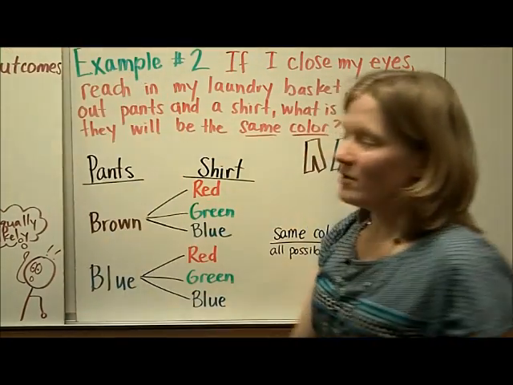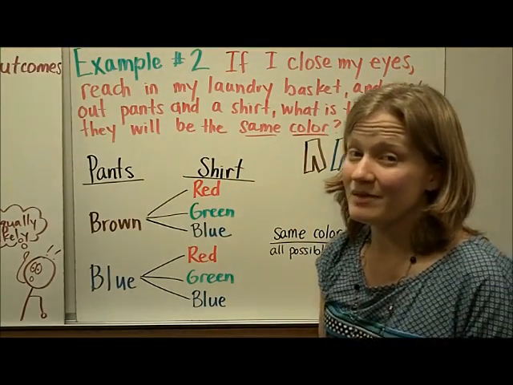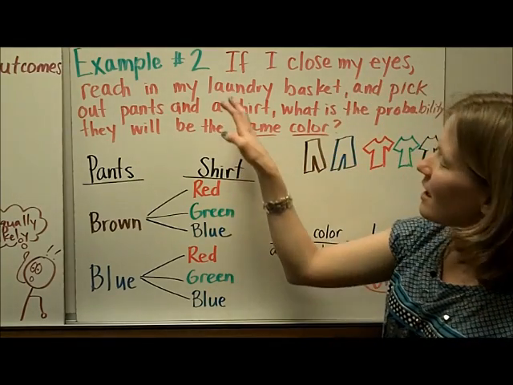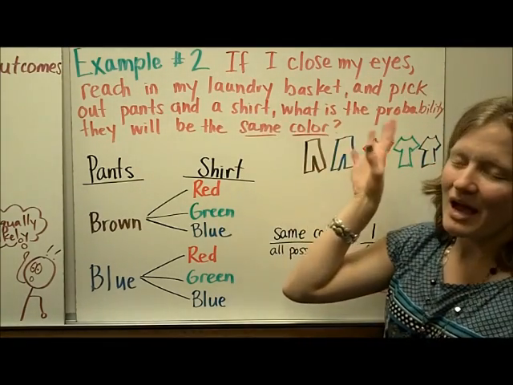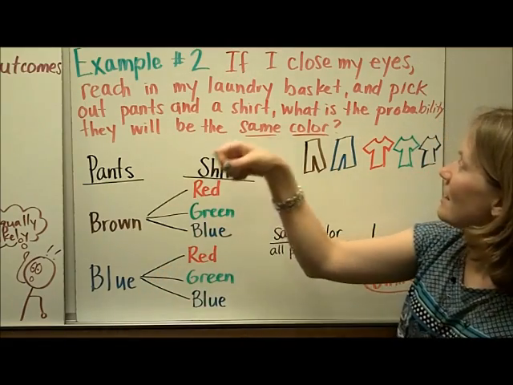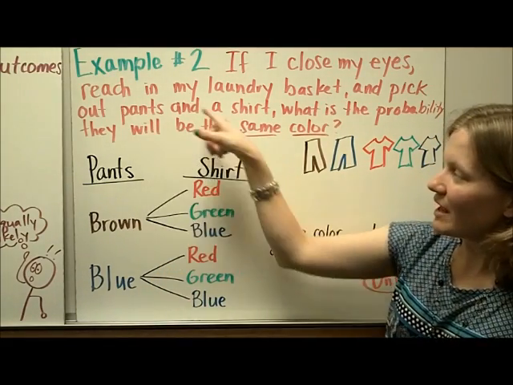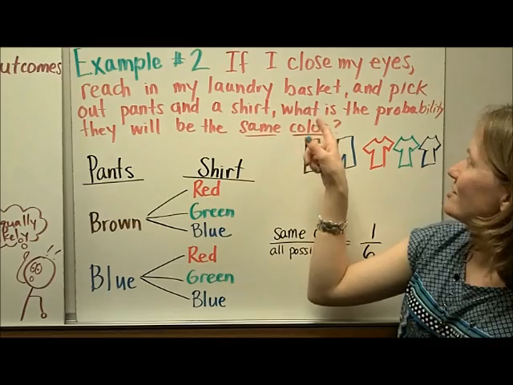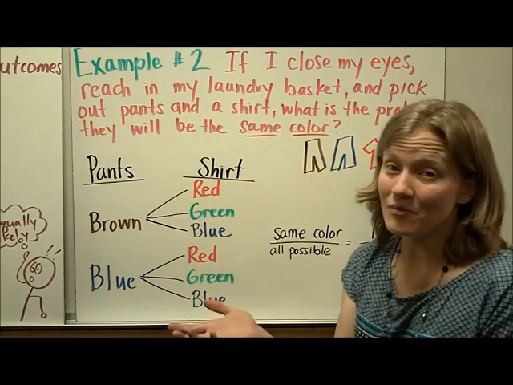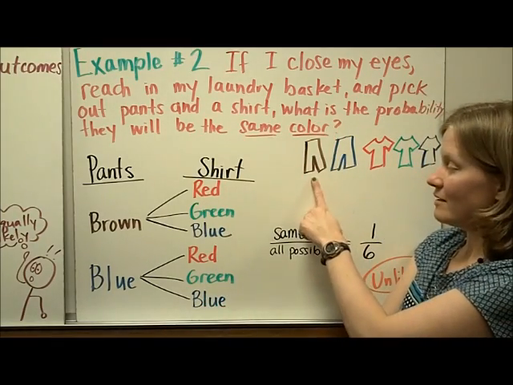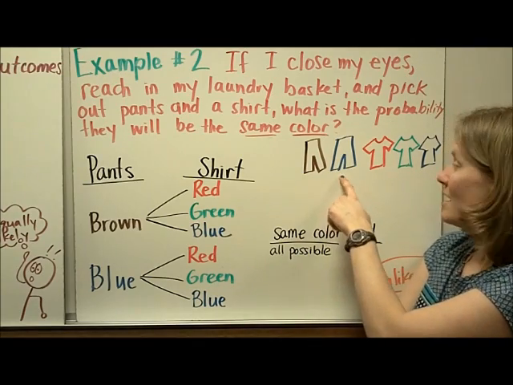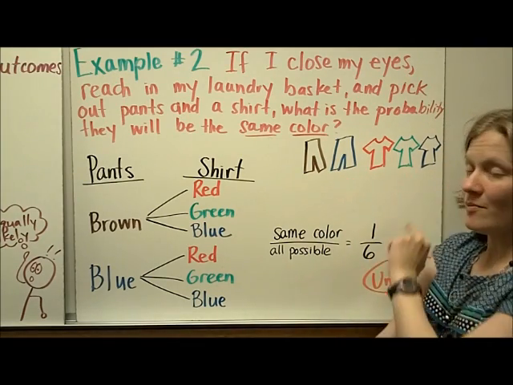Here's a second example of a tree diagram and how it would help you find the probability of an event. Here's an experiment. If I close my eyes and I reach in my laundry basket and I pick out a pair of pants and a shirt, what's the probability that they're going to be the same color? Well, here's what's in my laundry basket. Brown pair of pants and a blue pair of pants, and then 3 shirts, red, green, and blue.